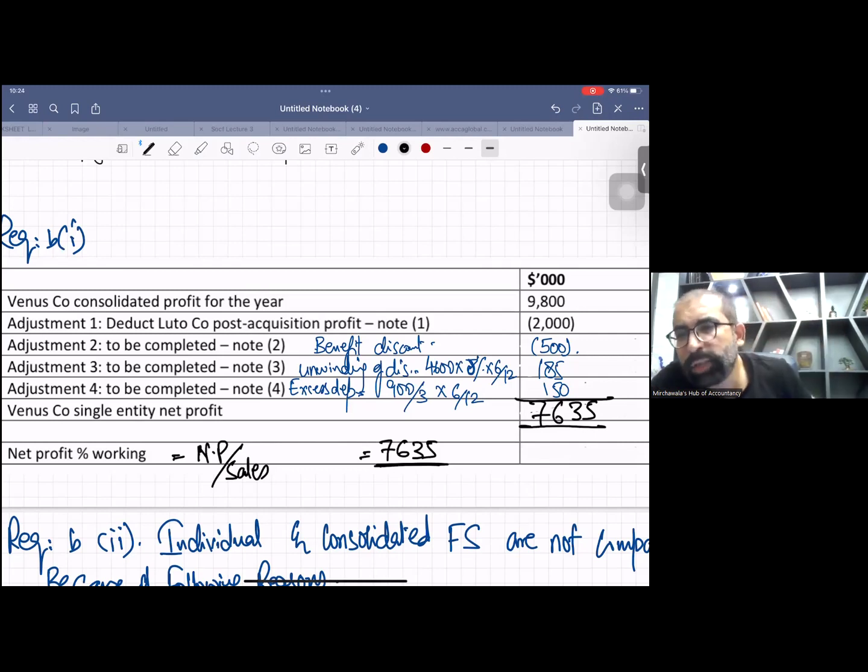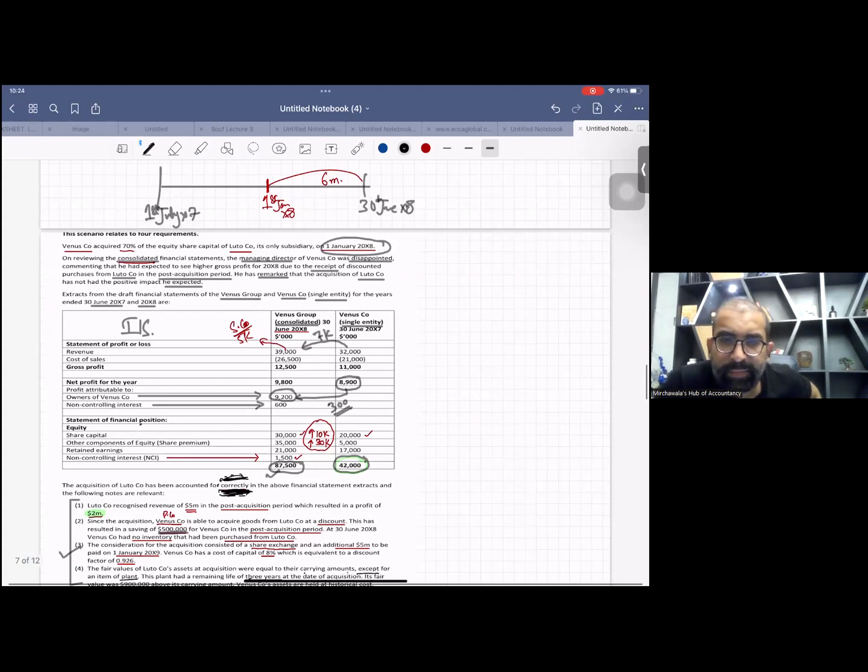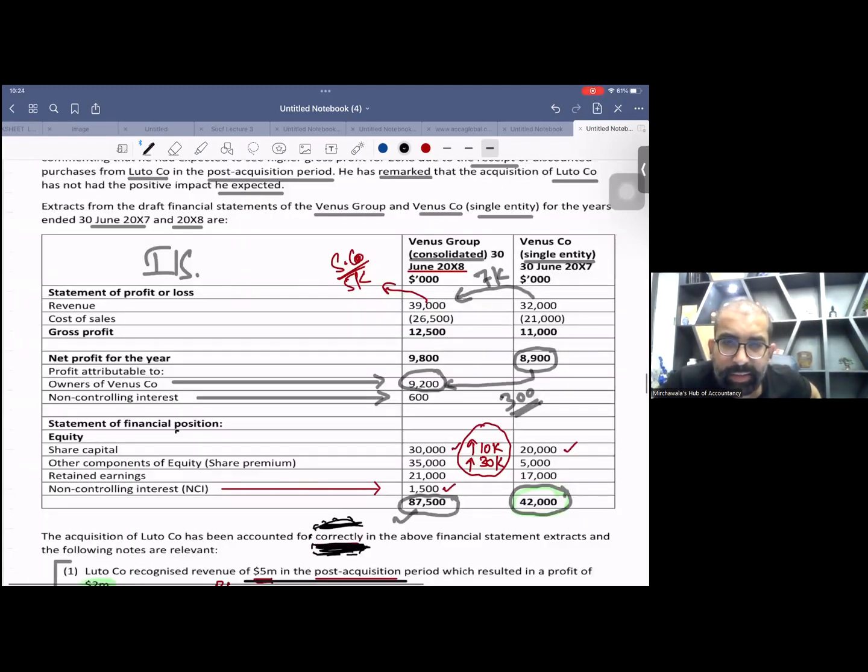So where is the sales for 2008? Let me move the screen for you. Where is the sales? This 39,000 is the sales. Can you see this 39,000 sales? But in this 39,000, 5,000 relates to S company. So you need to remove this 5,000 from sales as well, because you need pure parent company sales.